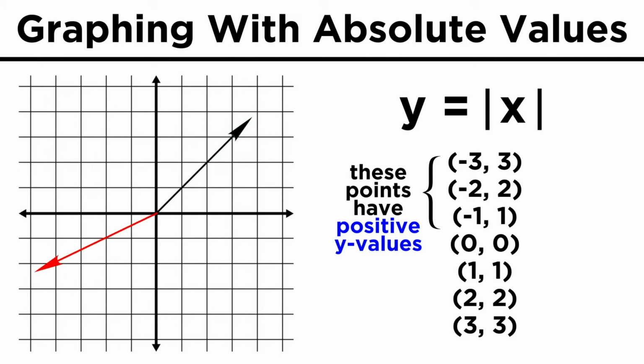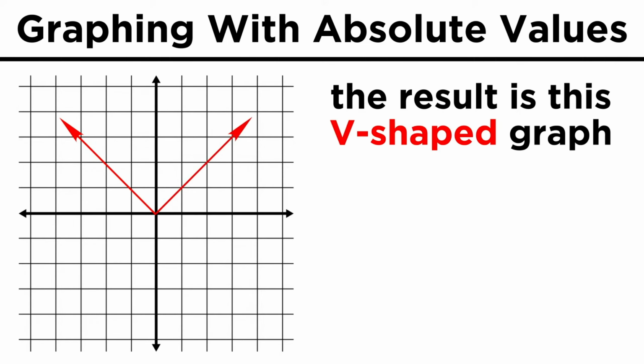That means that everything to the left of the y-axis, or all the negative inputs for x, will be reflected across the x-axis, so that we get the positive versions of all these y values, resulting in this V-shaped graph rather than the line we had before.